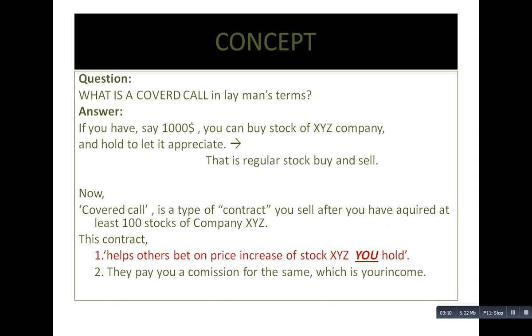Now, who buys this contract? Whoever buys this contract, it helps the others, that is the buyer of this contract, to bet on the price increase of the stock XYZ, which actually you hold instead of this other person holding it. It allows the buyer to expose themselves and bet on the price increase of stock XYZ with relatively lower investment. Okay, and it helps you because in order to enable the buyer of this contract to make this bet, the buyer of this contract will pay you a commission.